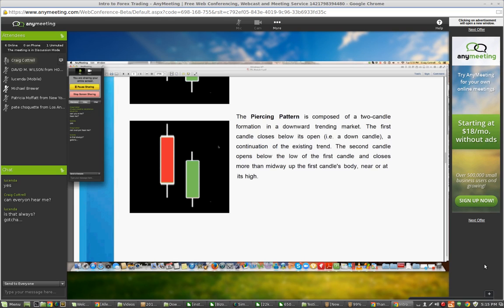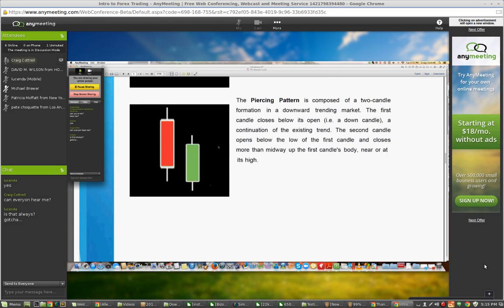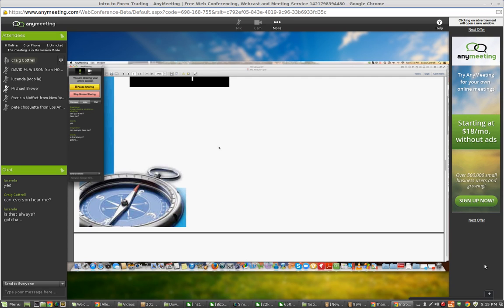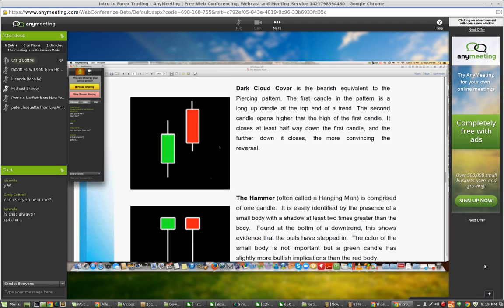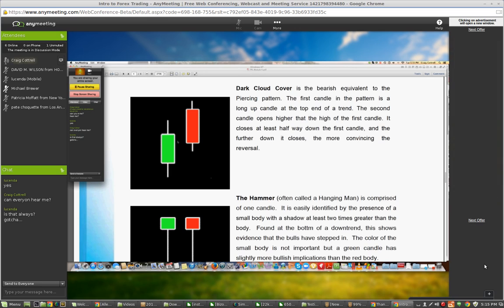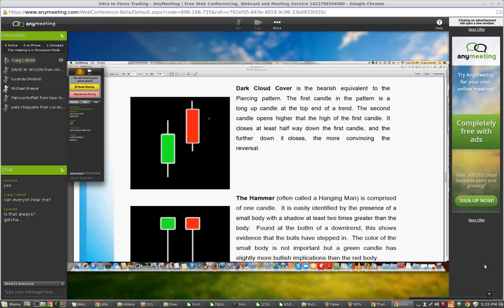Now the dark cloud cover, as you might imagine, is the opposite of the piercing pattern. Here we are in an uptrend. We have a green candle. Price closes higher than where it opened. And then the next candle coming out is a red candle, and the price closes lower than where it opened. And that close is about a third of the way down our previous green candle. So once again, I would expect this uptrend to be stopped cold, and I would expect the next candle to be trending sideways or starting back down to the downside.